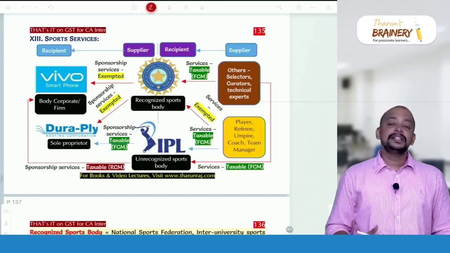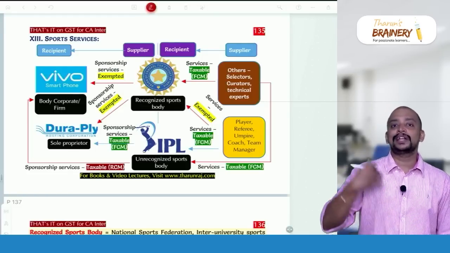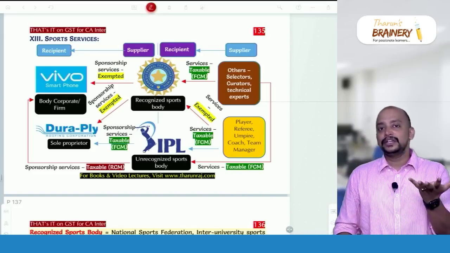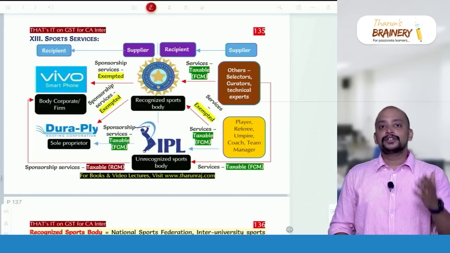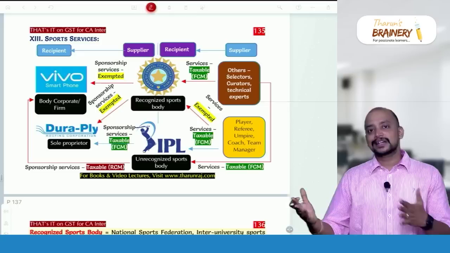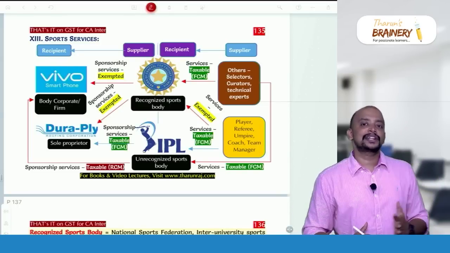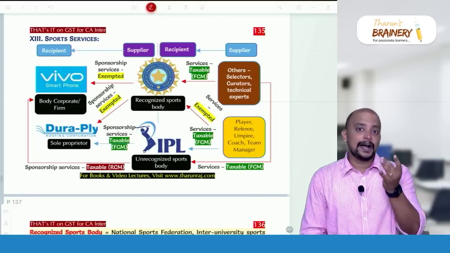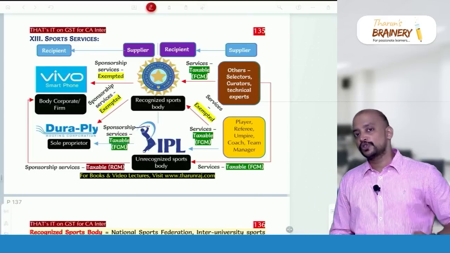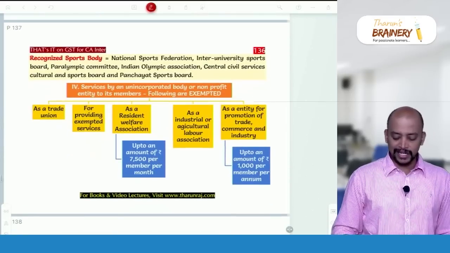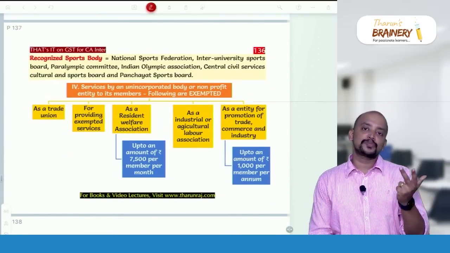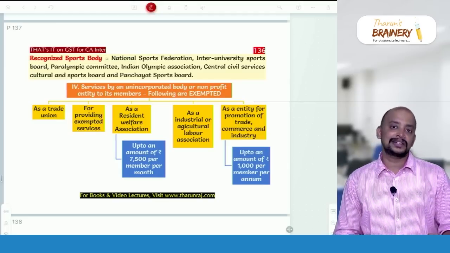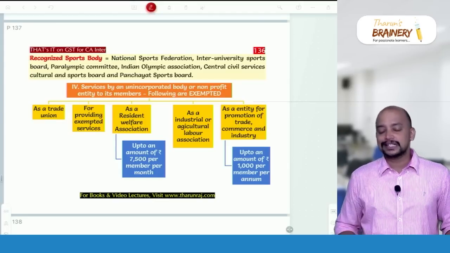Then services provided by one recognized sports body to another recognized sports body are also exempted. For example, there is one recognized sports body, Inter-University Sports Board, that is receiving service from BCCI, another recognized sports body. So one recognized sports body to another is exempted. Then services provided by an individual as a player, referee, umpire, coach or team manager to a recognized sports body are exempted. So what are recognized sports bodies? National Sports Federation, Inter-University Sports Board, Paralympic Committee, Indian Olympic Association, Central Civil Services Culture and Sports Board and Panchayat Sports Board. These are the 6 recognized sports bodies.